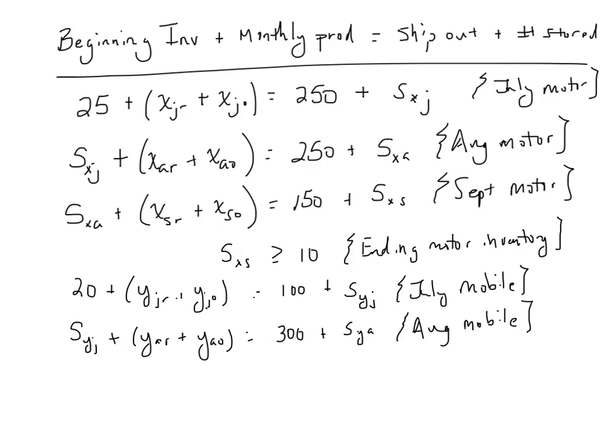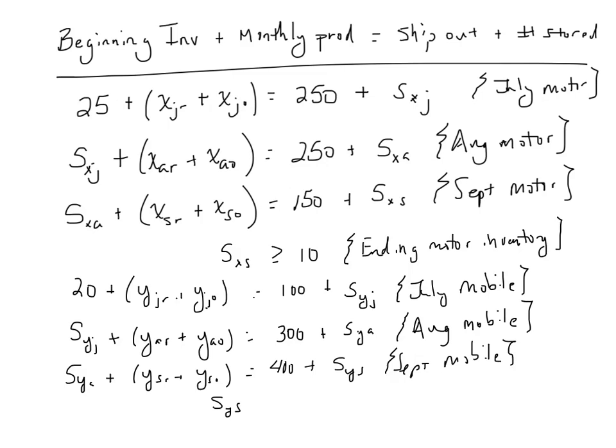And then we have SYA plus YSR plus YSO. And the demand in September was 400. Plus we might need to have some left over, which we do. And this is September mobile. And then the ending inventory was SYS is greater than or equal to, we needed 25 of those. And that's our ending mobile inventory.